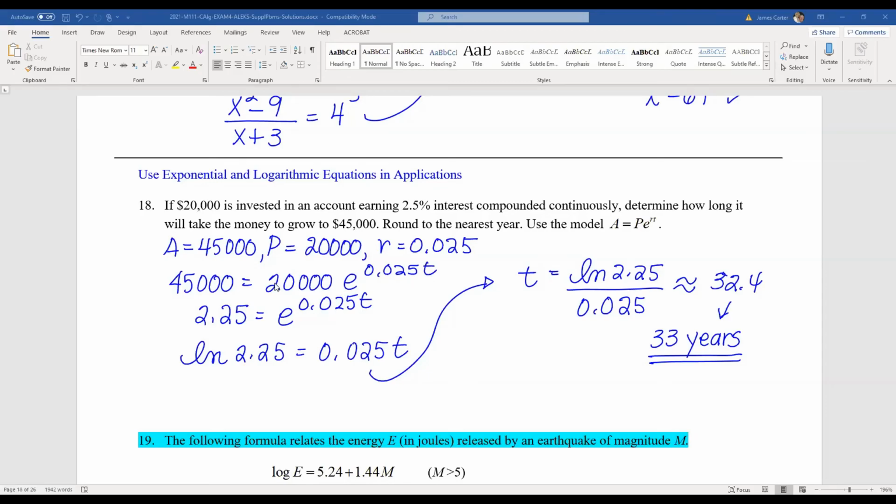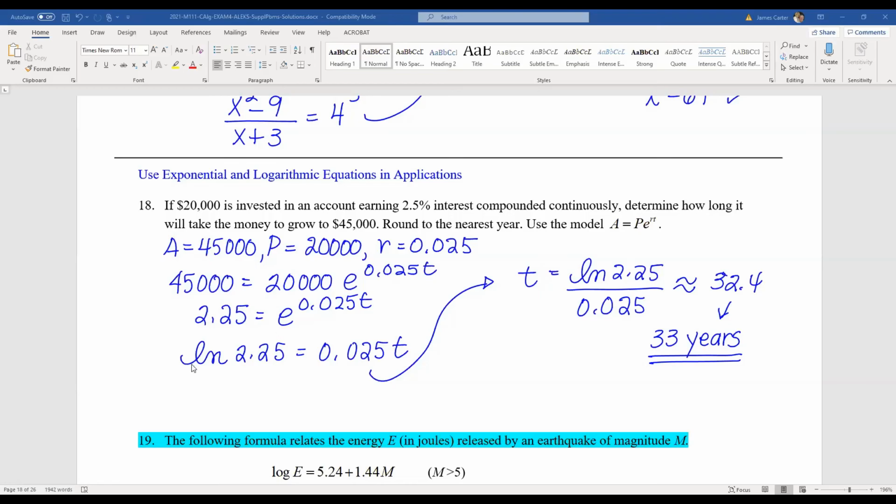Well, first thing we're going to do is get rid of this 20,000. So we're going to divide both sides by 20,000. And when we do, 20,000 goes into 45,000 2.25 times, or 2 1/4 times. So now we have an exponential form. We're going to take this exponential form and convert it to logarithmic.